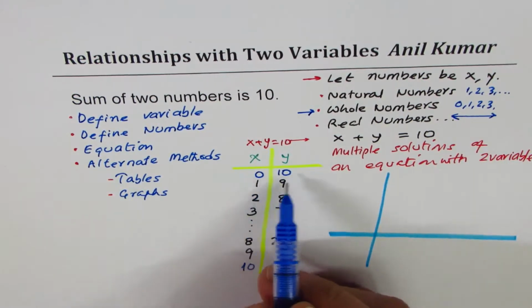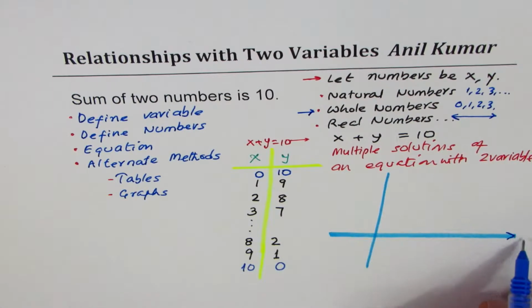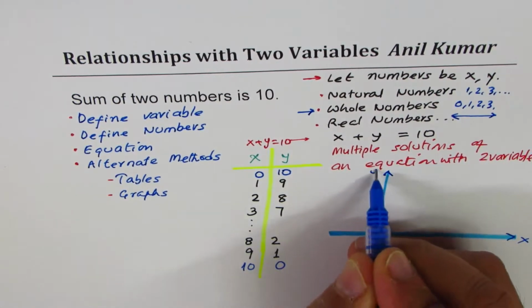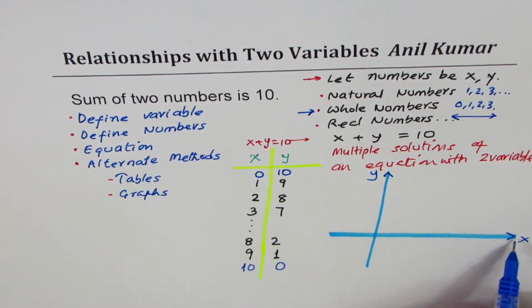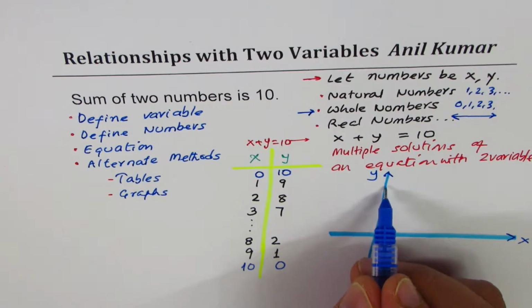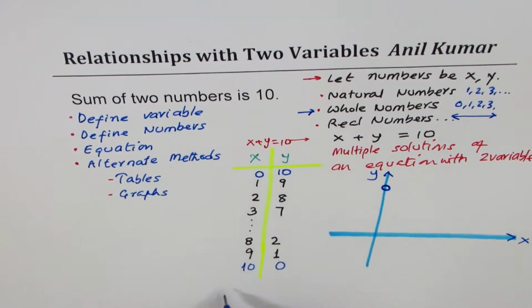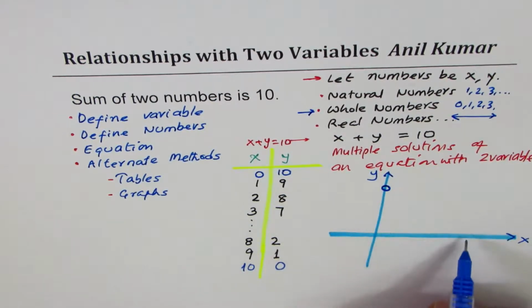So let us say 0, 10. Now we're talking about whole numbers. If x is 0, let's say this is x for us and this is y. X is the independent variable, y is the dependent variable along the y-axis, right? Let's say this value is 0 and 10. Okay, we get this value, 0 and 10. And then we get value 10. If x is 10, y is 0, kind of here.